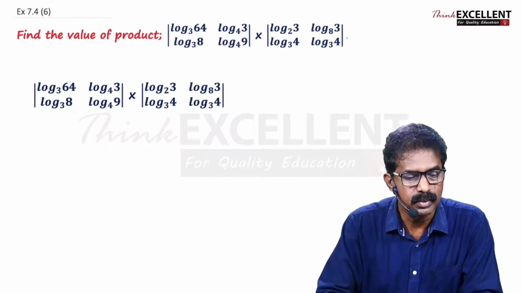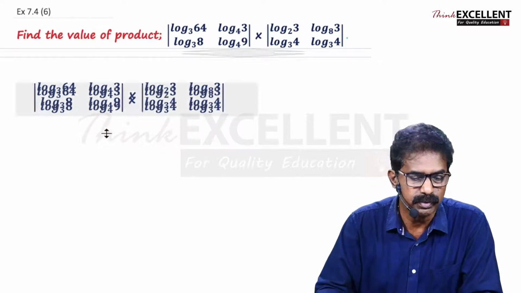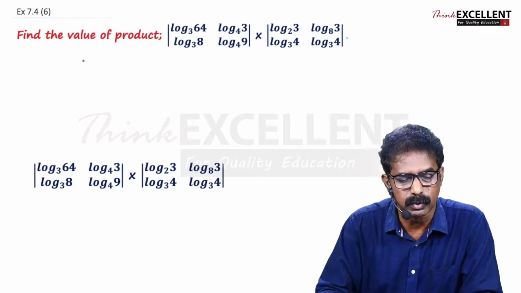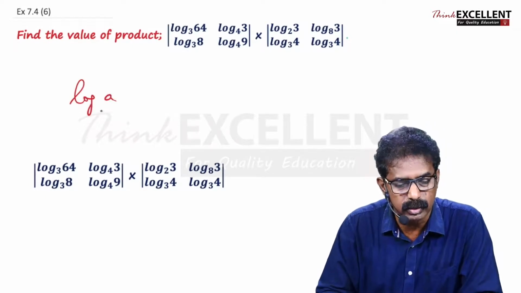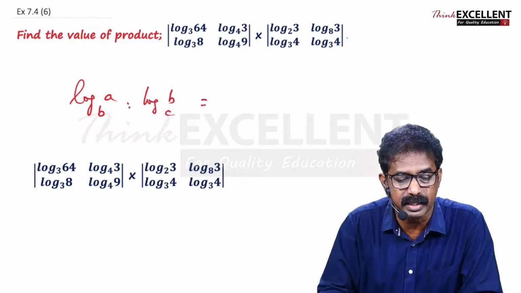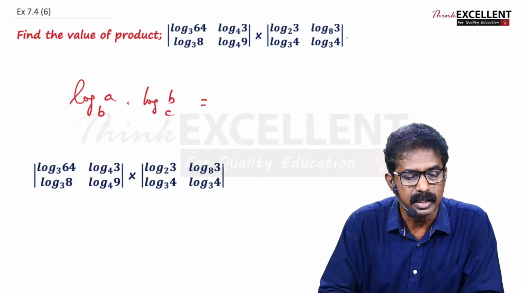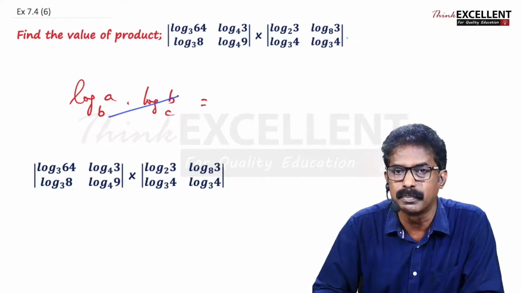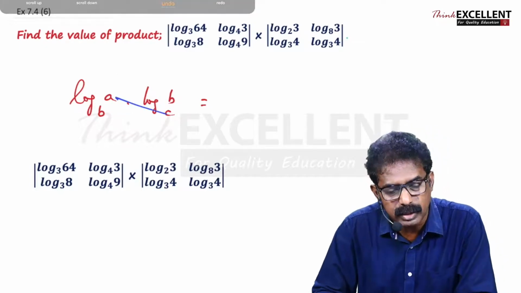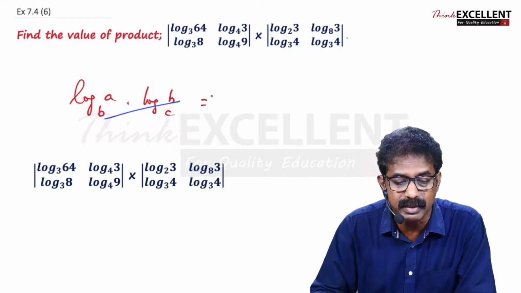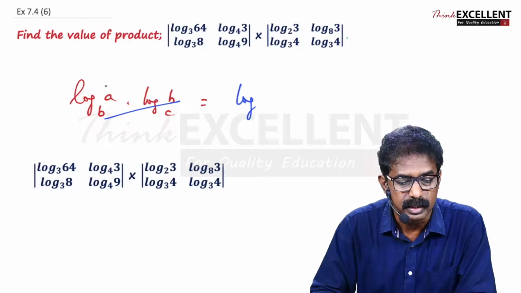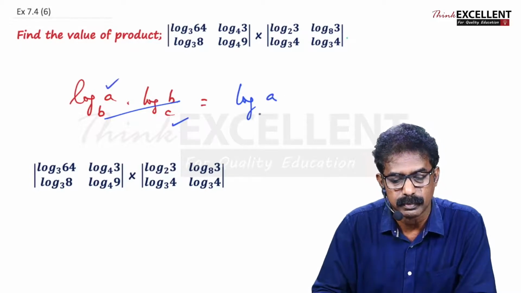Find the value of the product. Please listen, students, before doing this sum, I'm going to explain one result you have already studied: the base changing rule. Log a to the base b into log b to the base c can be simplified. Here it is multiplication, and crosswise you see these two are the same. Then you can simplify. Since these two are the same, you leave them and your answer is log a to the base c.